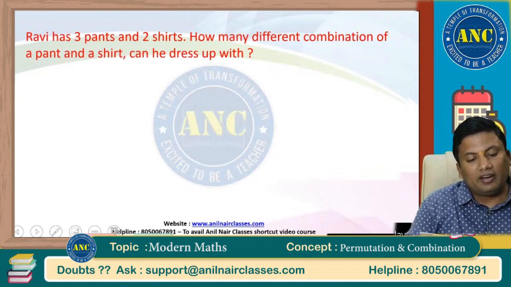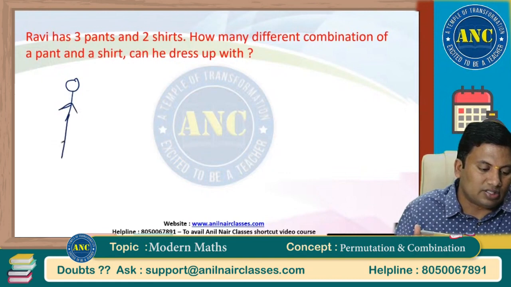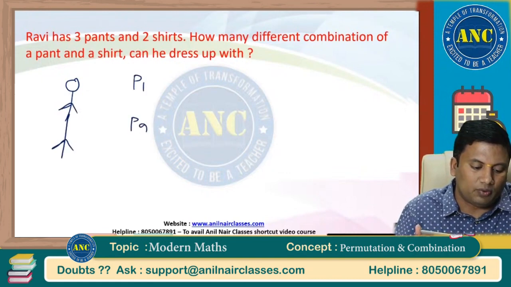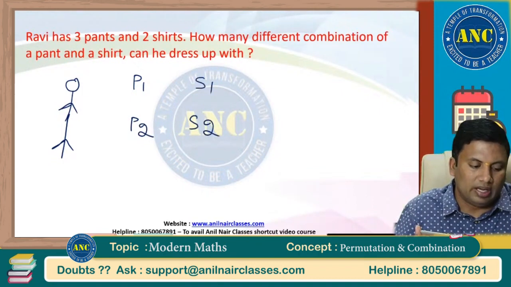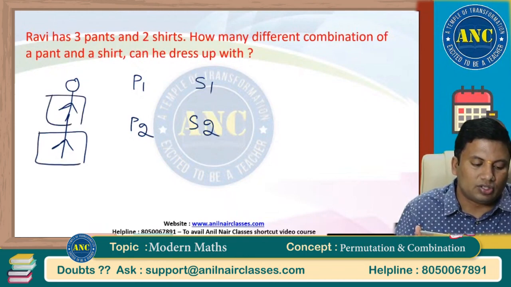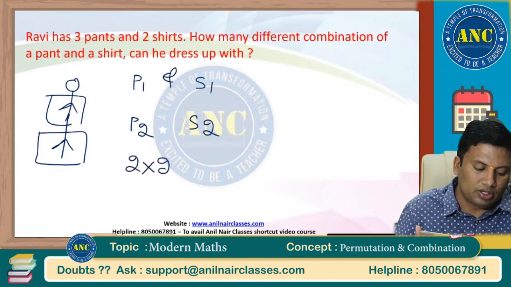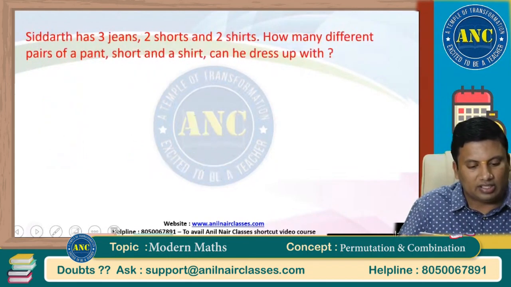Now, Ravi has 3 pants and 2 shirts. If I call them pant 1, pant 2, and shirts S1 and S2, he can wear a pant down and a shirt here. So it is an AND condition. The answer is nothing but 2 into 2, which is 4. The answer is 4. Very, very easy question.